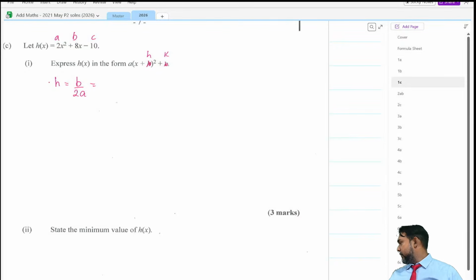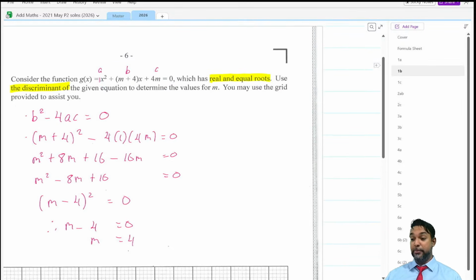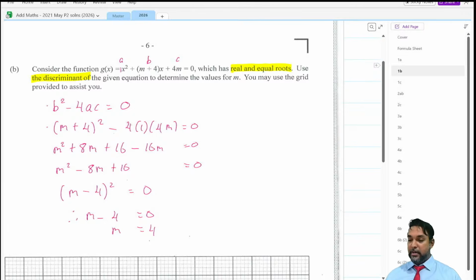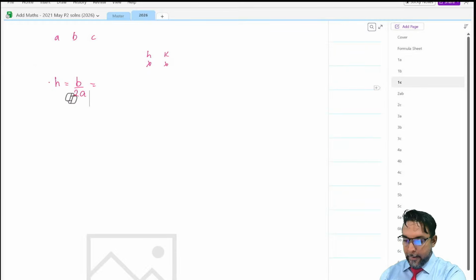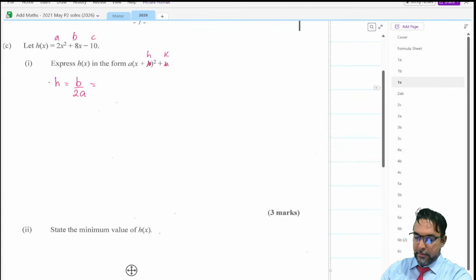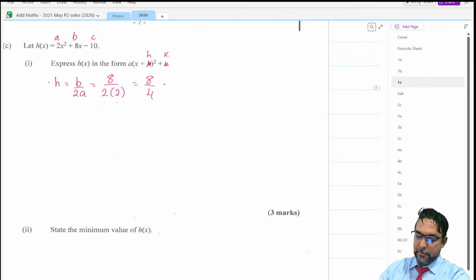So I thought real and equal meant that this was more than 0, and equal meant 1 root. Hold on, real and equal is 1 real root, and we're not supposed to say 1 real root. It's repeated roots or coincident roots or equal roots. Real and distinct is where it's greater than 0. So that's equal to b over 2a, so that's 8 over 4, and that's equal to 2.